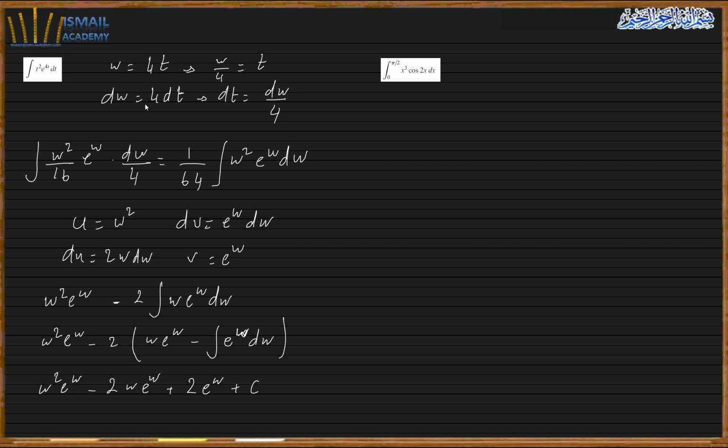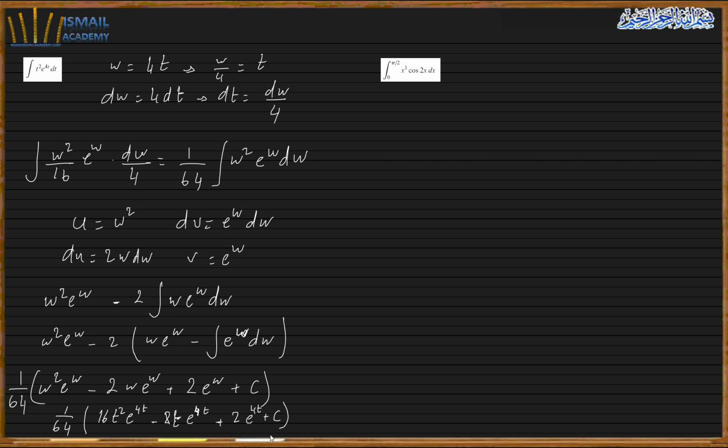Then you substitute back w, which is 4t, and don't forget the 1 over 64. So the final answer will be 1 over 64 times, and w is 4t, so it's going to be 16t squared e to the 4t minus 2 times, which is going to be 8t e to the 4t plus 2 e to the 4t plus c.